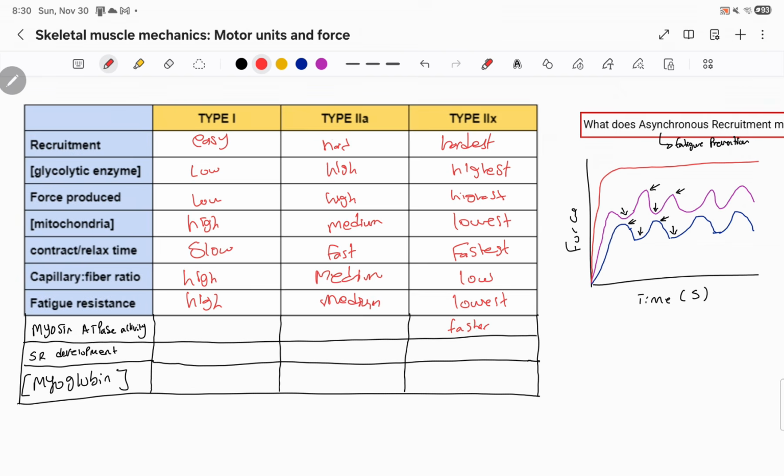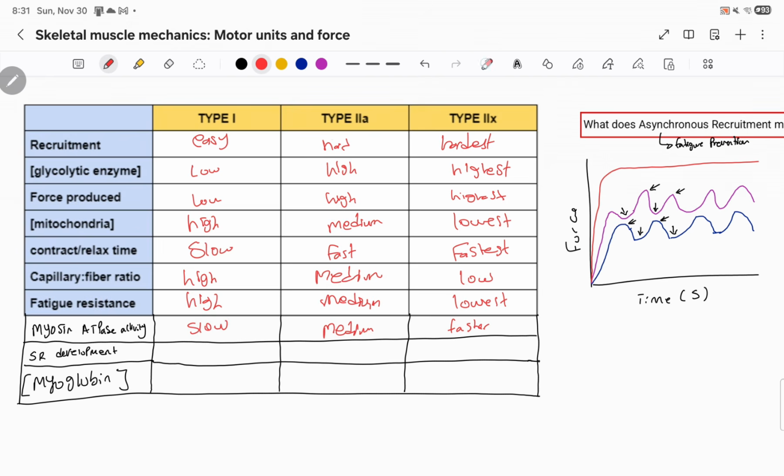Now, this ATPase activity has implications for cleavage of ATP, so how fast I can cleave ATP and recock the myosin head into an energized position. And it has implications for cross-bridge cycling, and the affinity that ATP has here is different between these different fiber types based on their myosin ATPase. Okay, so that's important. Type 2A, well, its myosin ATPase is medium, and this one is slow.